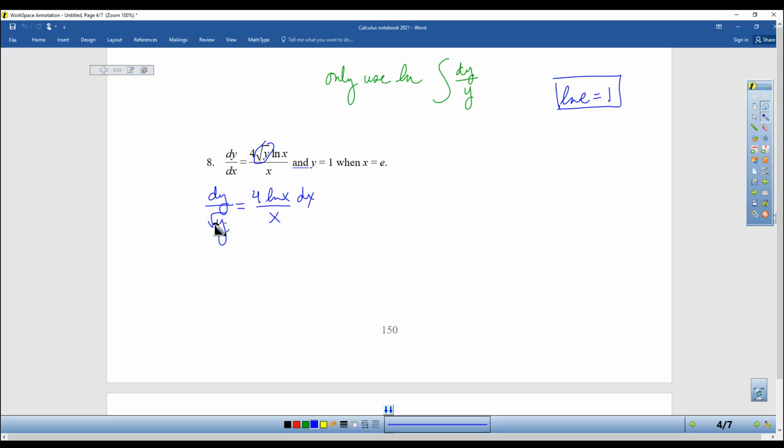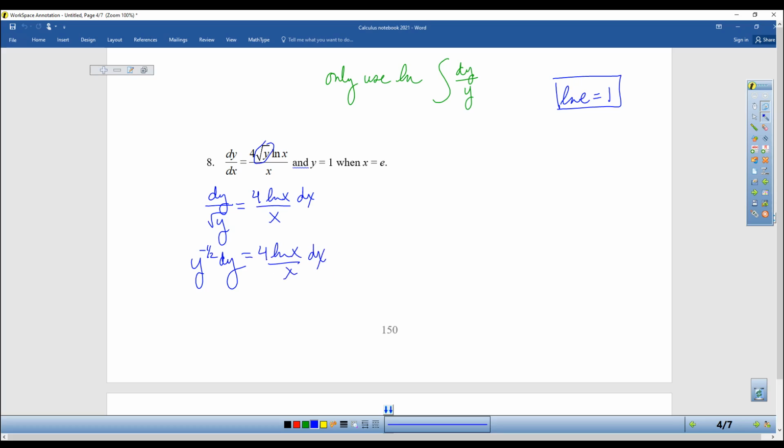And I am going to change this to y to the negative 1/2. Again, only use natural log if you have dy over just a y. Okay, don't use it for anything else. If this is y squared, y to the 1/2. So sometimes people just see a y in the denominator and they think natural log, but it has to be just a single y.